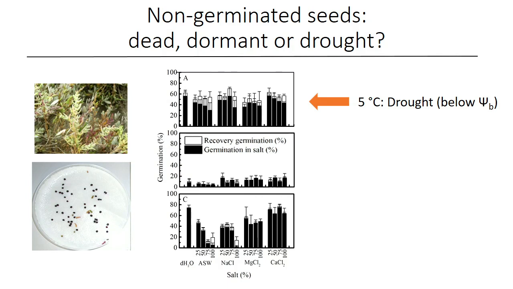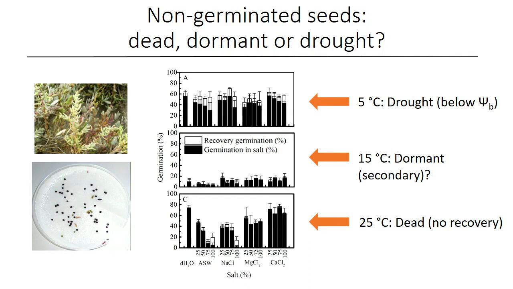So this indicates that the salt was imposing an osmotic stress. But at 25 degrees, we can see iron toxicity. So we have very little recovery, and certainly not up to the water control level. But the real paradox was 15 degrees, because not only do we have very low germination, but we have very few seeds that recovered on water.